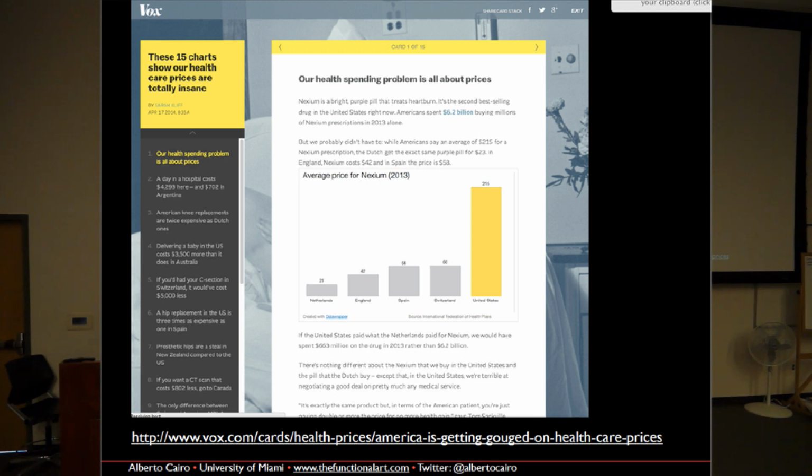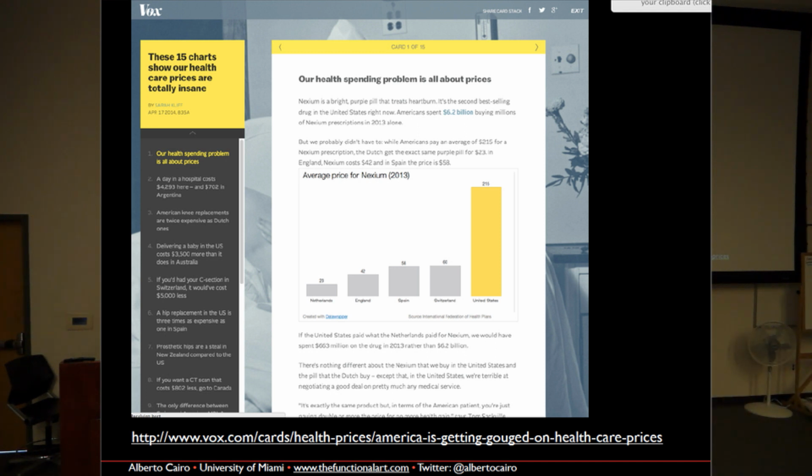A couple of days ago, they published a group of visualizations intended to show why the current system in the United States is so expensive, or how outrageously expensive current healthcare here in the United States is. And they do that through different charts, different diagrams, comparisons of prices in different countries, etc.